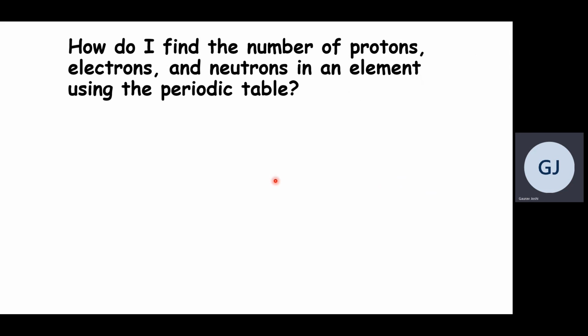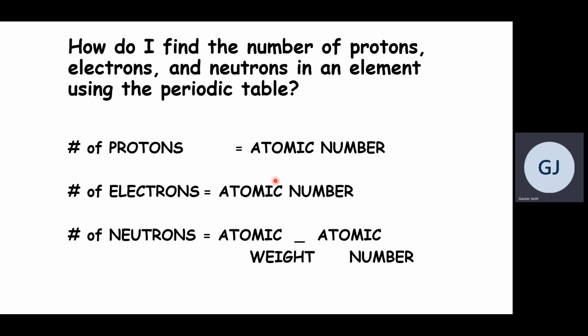So if you get a question that asks how do I find the number of protons, electrons and neutrons in an element using the periodic table, it will be very simple. We have some formulas: the number of protons is equal to the atomic number, the number of electrons is equal to the atomic number, and the number of neutrons is equal to the atomic weight minus the atomic number. We'll be doing some practice on the basis of these formulas, then things will get relatively easy for you guys. This is the thing.